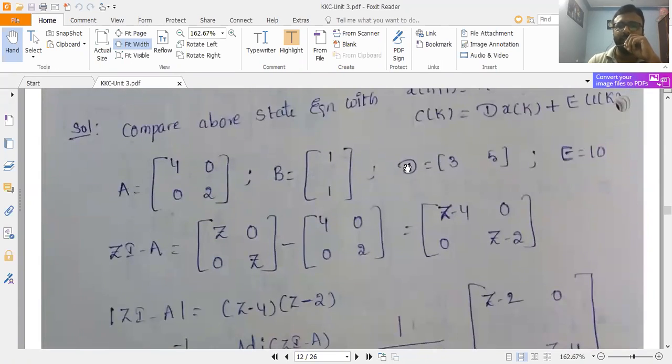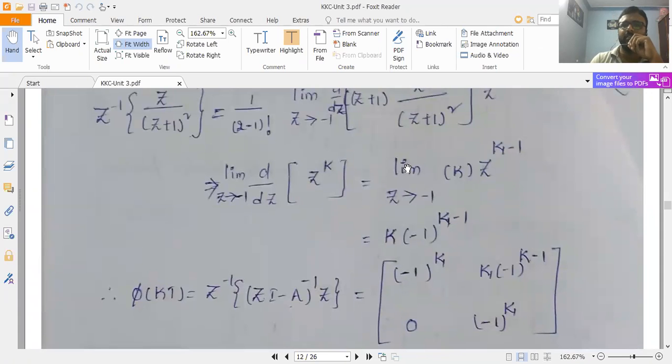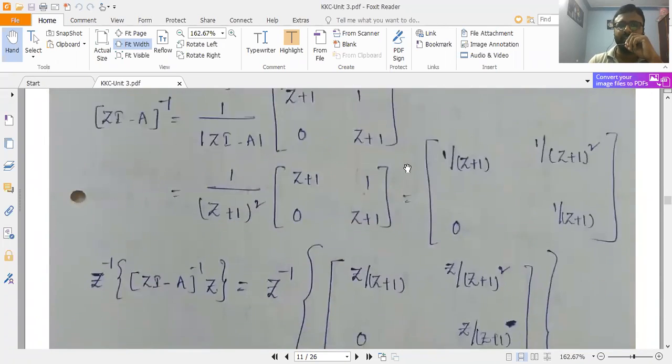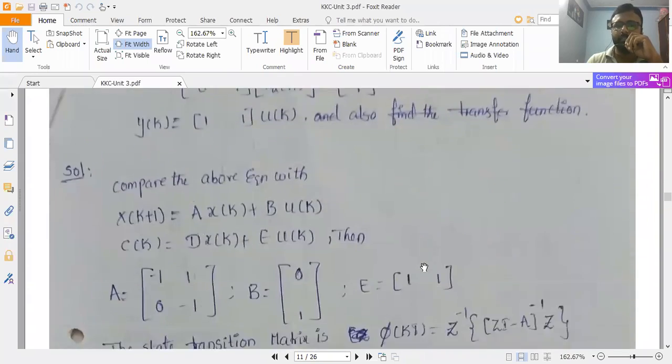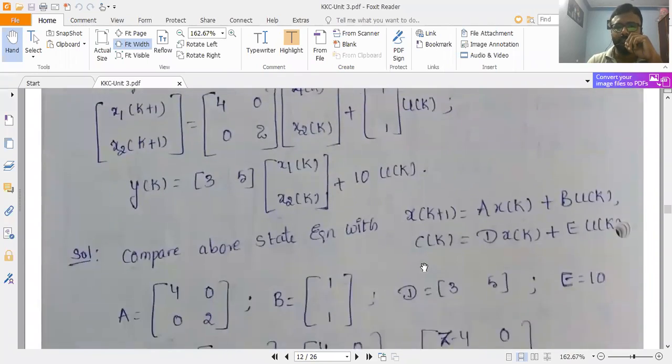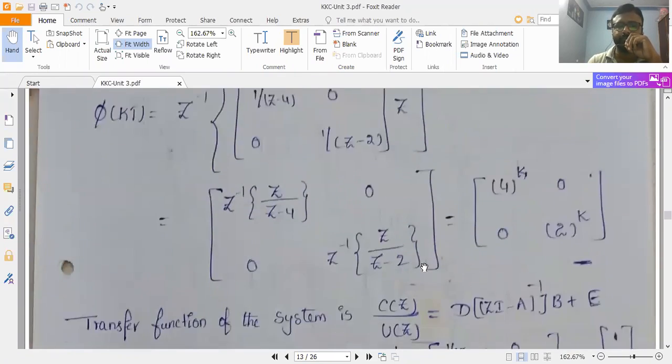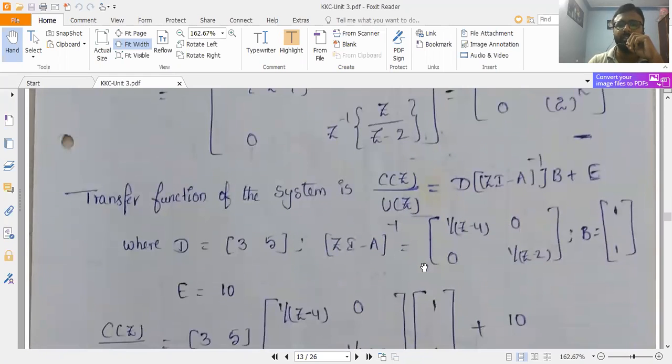Okay, so in the previous topic we have framed the expression for the transfer function of the system, that is C of z divided by U of z, which is obtained as D into (zI minus A) whole inverse into B plus E. With this expression we are going to obtain the transfer function of this particular system, that is C of z divided by U of z is equal to D into (zI minus A) whole inverse into B plus E.